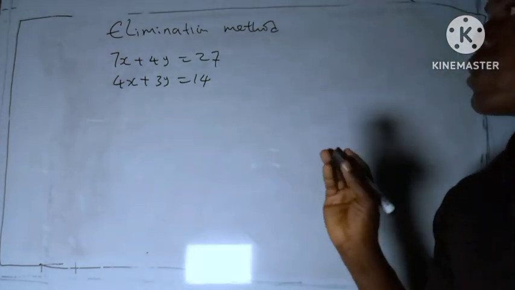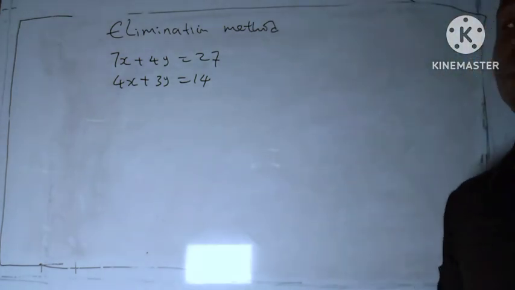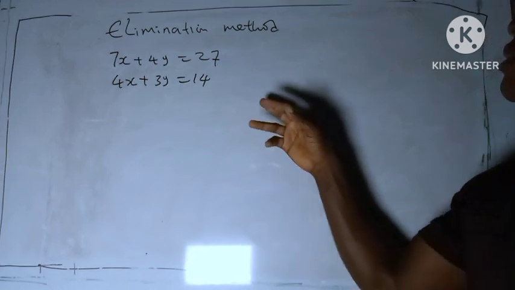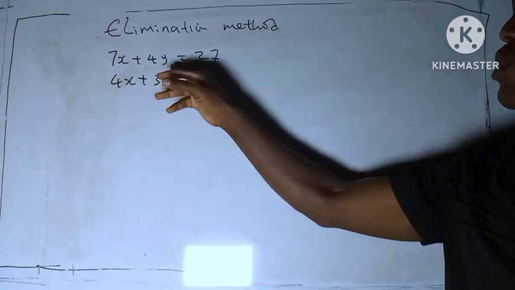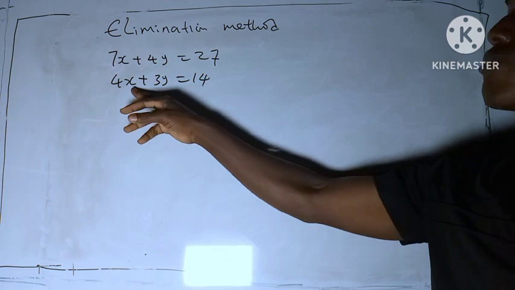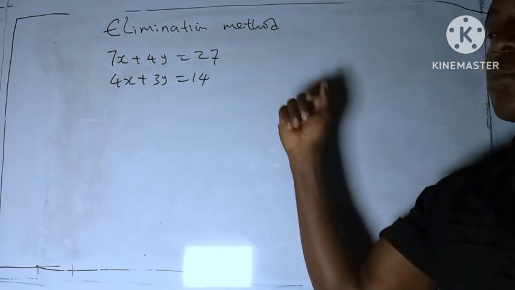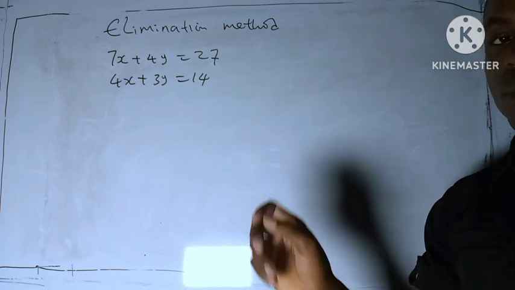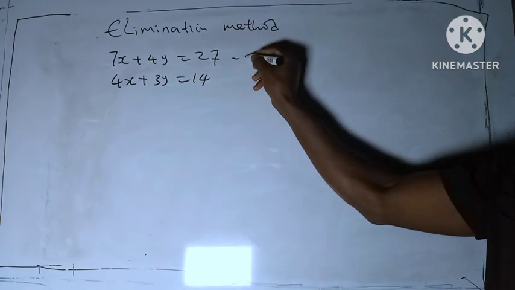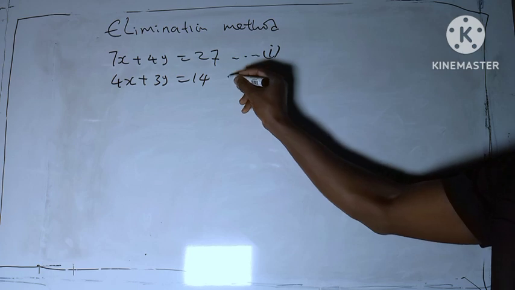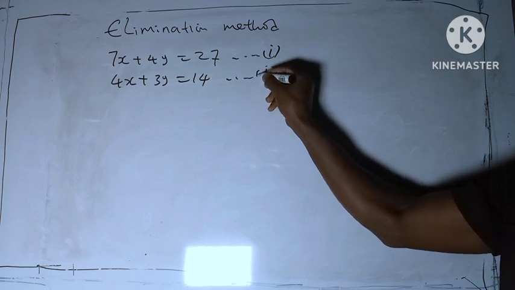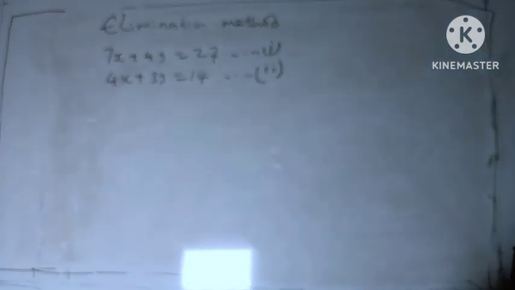So this equation is under simultaneous linear equations, and we are given 7x plus 4y equals 27, and 4x plus 3y equals 14. We are asked to use the elimination method to solve these equations. So let's make this one our equation 1, and this one our equation 2.